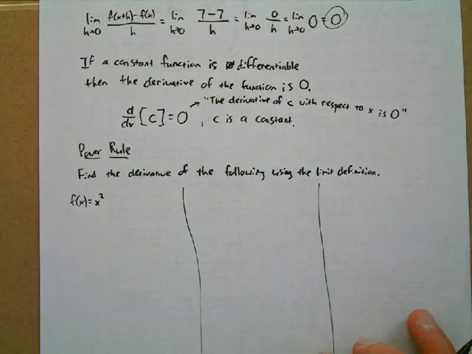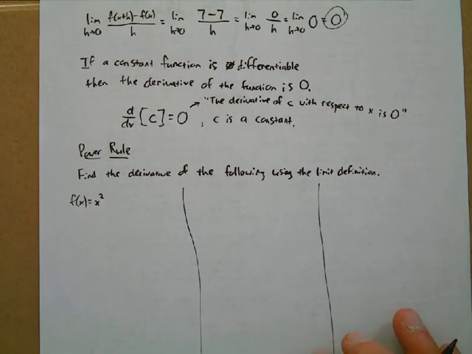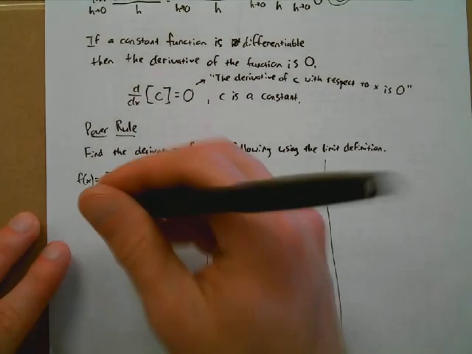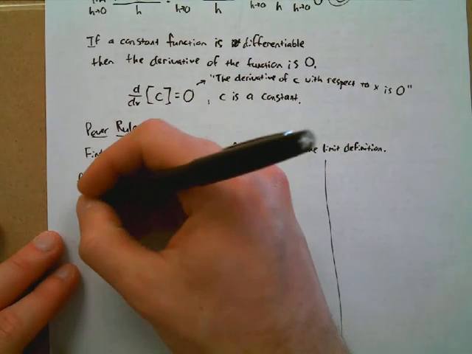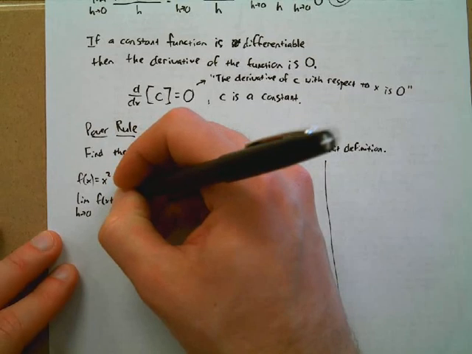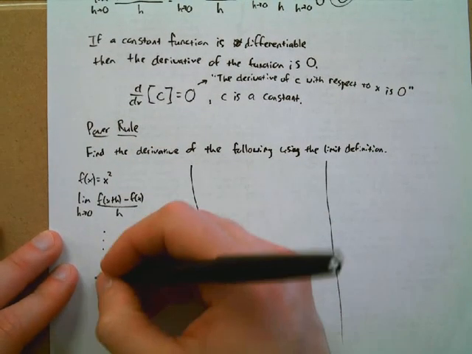We know this from yesterday, actually. We did this. If you apply the limit as h approaches 0 of f of x plus h minus f of x all over h, you're going to end up with 2x. We did this for the warm-up yesterday. I'm not going to re-show that one. 2x.